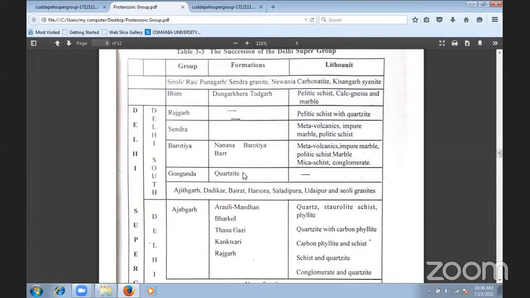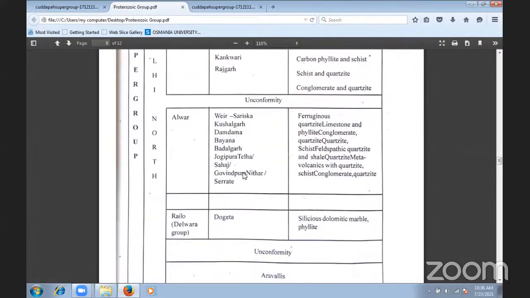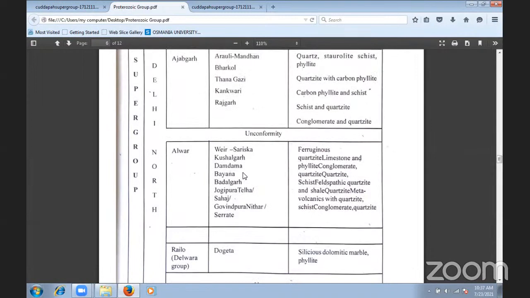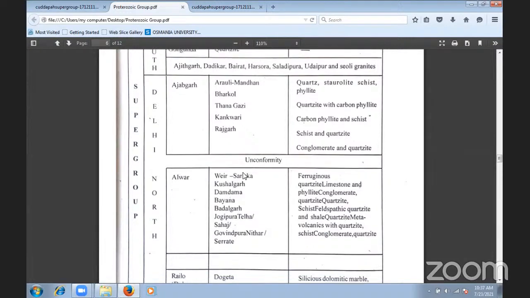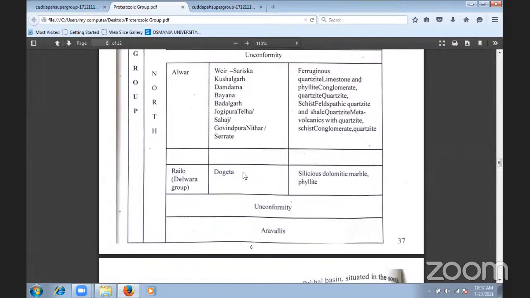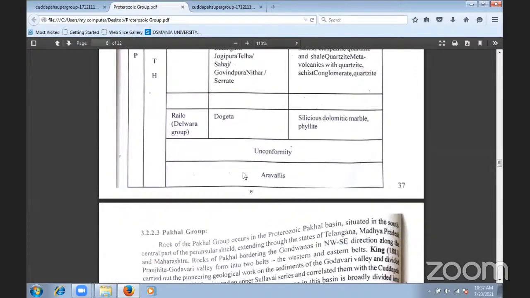Impure marble, metavolcanic impure marble, and schists. And when you come into this, there is the Delhi Supergroup in the northern part. It has three groups: the Delwara group, Alwar, and Ajabgarh. This contains quartz staurolite schist, phyllites, and ferruginous schist, feldspathic quartzite formations, and metavolcanics also identified, and siliceous dolomitic marbles we are able to see here. And here an unconformity was identified between the Aravalli Hills and the Delhi Northern group formation.